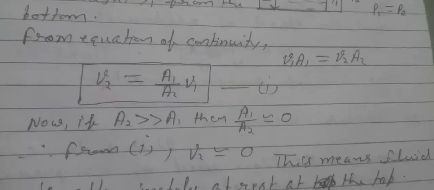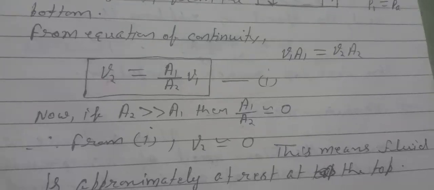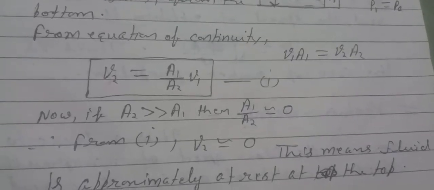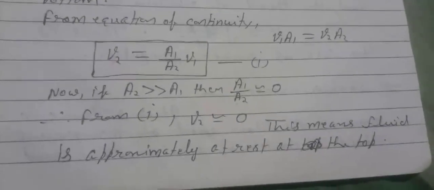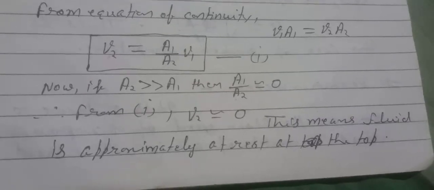This is equation 1. Now if A2 is very much greater than A1, then A1/A2 is approximately 0. Hence from 1, V2 is approximately 0. This means fluid is approximately at rest at the top. It is assumed.